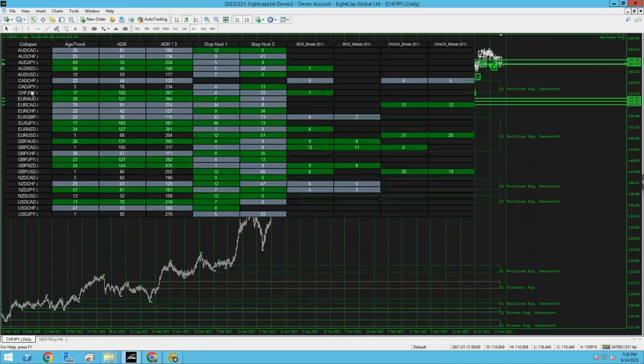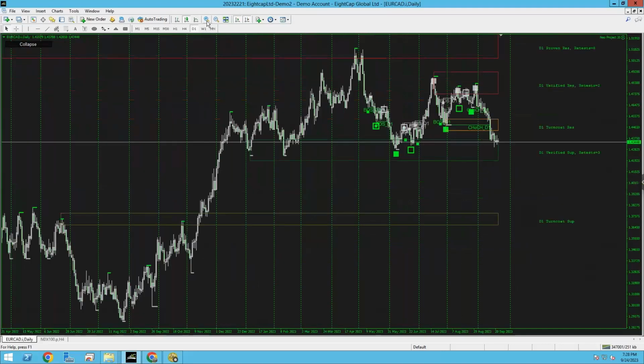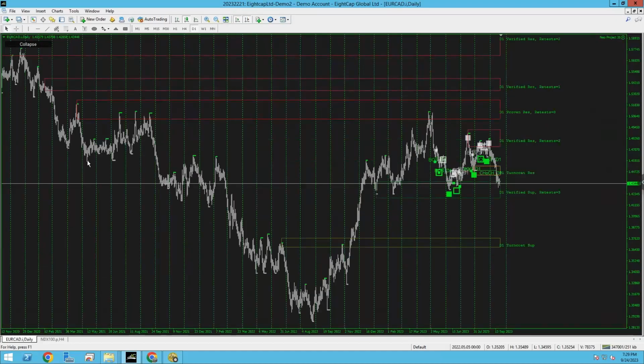I've done CAD JPY. EuroCAD right now. Look here, boom, bought up. This was a 1,300 pip buy on EuroCAD. And what do we have over here? Which is great. This is why I'm looking for sell continuations. We have a daily bearish turncoat basically ready for sell continuations. So I'm looking at sell continuations on EuroCAD right now.